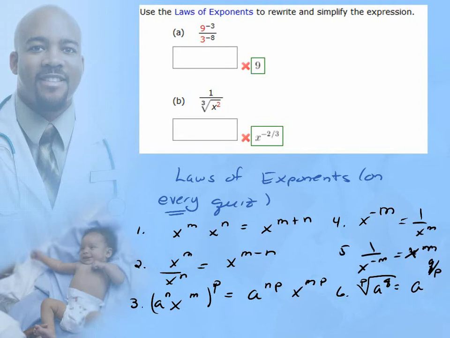Number 4, negative exponents do not mean the number's negative. It kicks it down to the basement. If it's in the basement, it kicks it upstairs. So that's what negative exponents do. They move it up and down. And final is that if you have the p-th root of a to the q, then that's a to the q over p. And those are the laws.